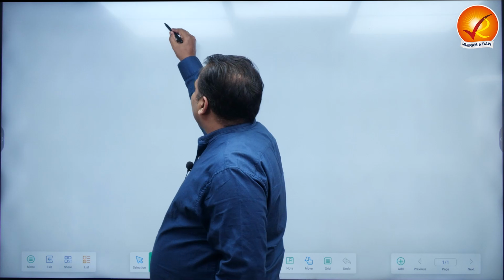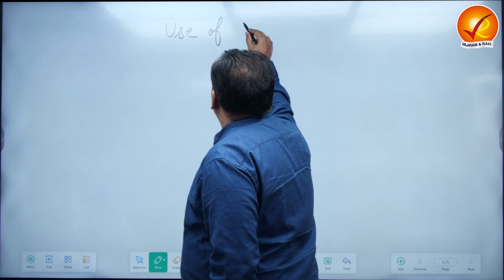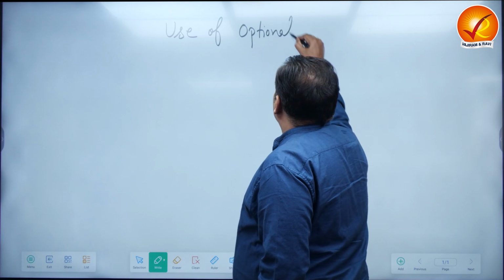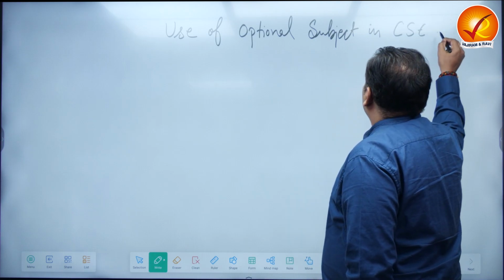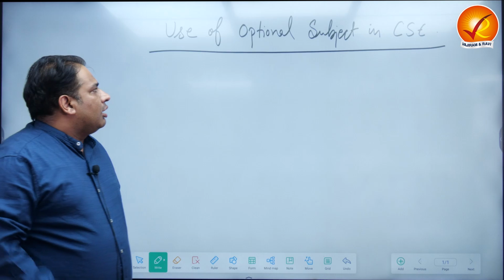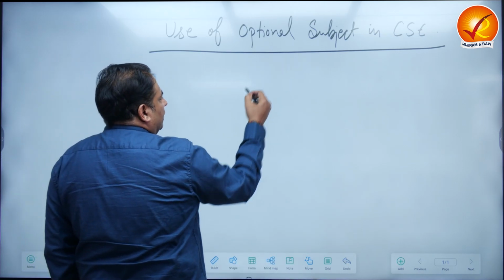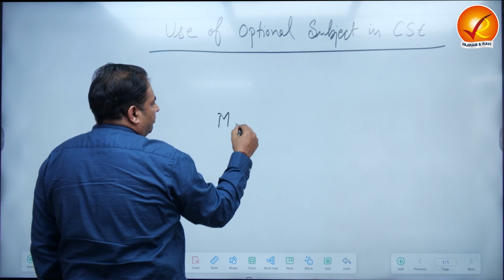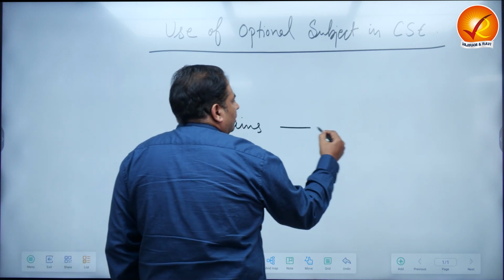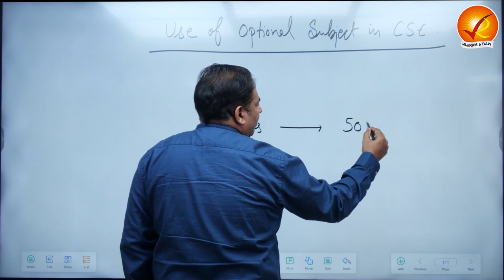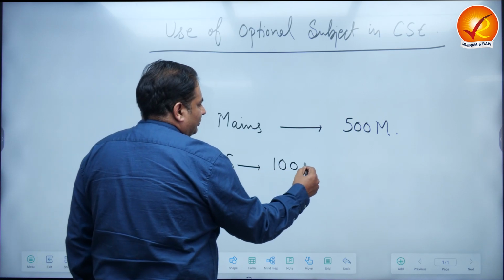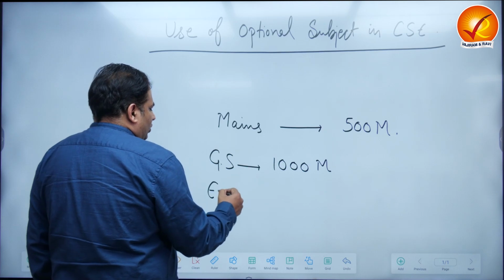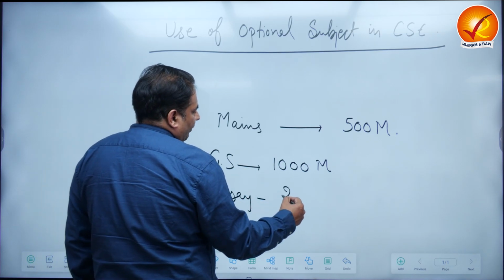Fine. So let me just begin with that. What is the use of an optional subject in civil services examination? So when we talk about this use, every optional will play a role at the stage of mains, where the weightage for the optionals is 500 marks, GS weightage 1000 marks, essay weightage 250 marks.